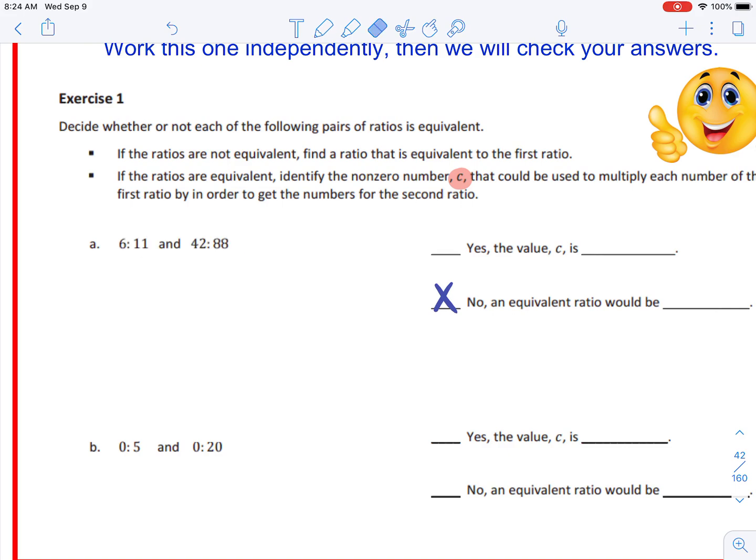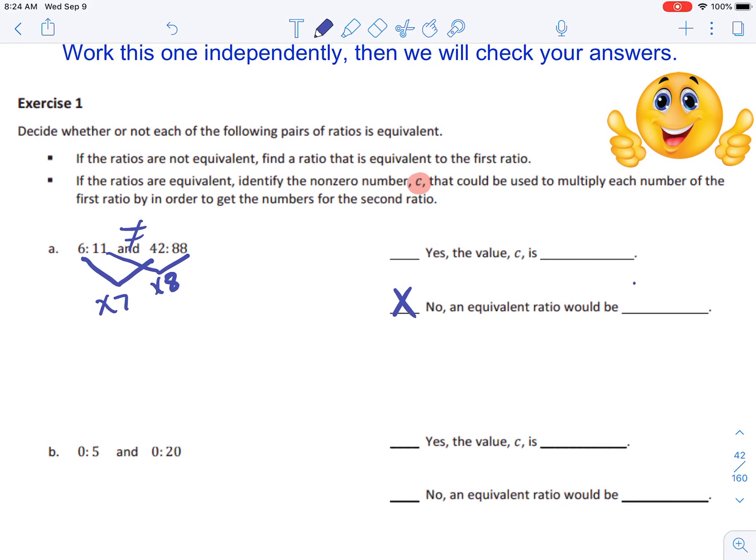So we look at both of these. What do I have to do to 6 to get a 42? We multiply it by 7. So 11 times 7 would not be 88. It would be 77. So this is not equivalent. An equivalent ratio would be 42 to 77 because 11 times 7 would be 77. So those were not equivalent because we were not multiplying both numbers by the same number.